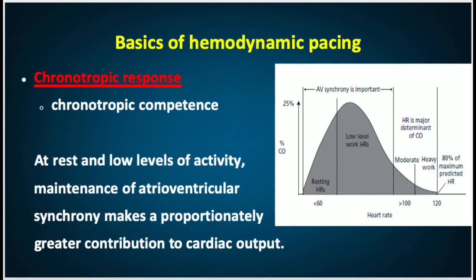You can see that in the schematic representation of the contribution of atrioventricular synchrony and rate response to cardiac output at various levels of activity. At rest and low levels of activity, maintenance of AV synchrony makes a proportionately greater contribution to cardiac output. At higher exercise levels, heart rate clearly contributes more to cardiac output.